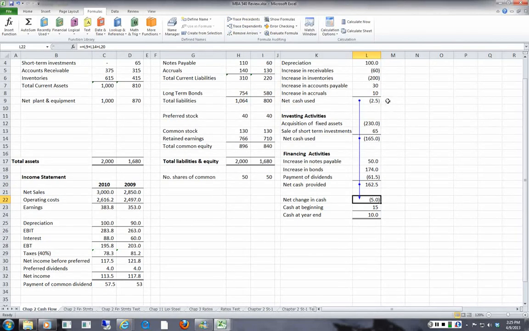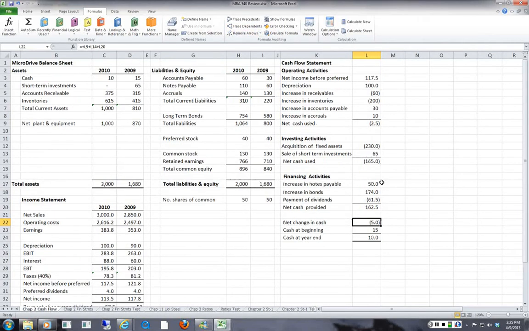Now, if you sum all that up, you take the $2.5 thousand that was reduced because of operating activities, and to that we add the 165,000, and then we add the 162,500, and we come up with a net change in cash of $5,000. The cash at the beginning of the year was $15,000, and you can see that one comes from over here. You pull that over there. Then we subtract the 5,000, so we come up with 10, and that's equal to the cash at the end of the year.